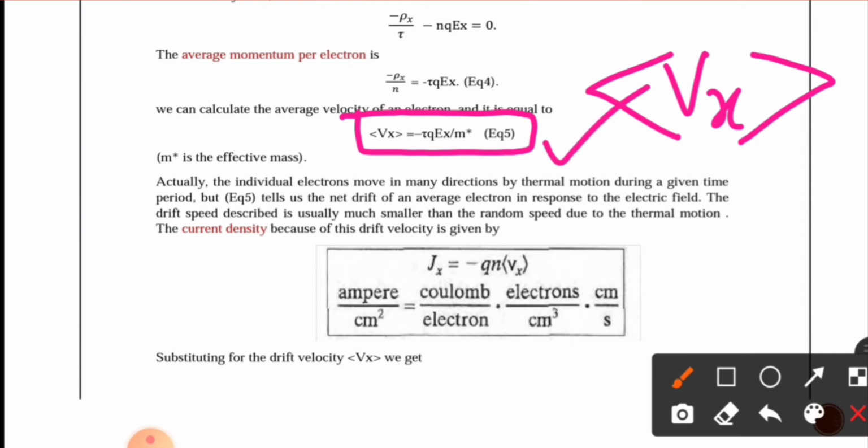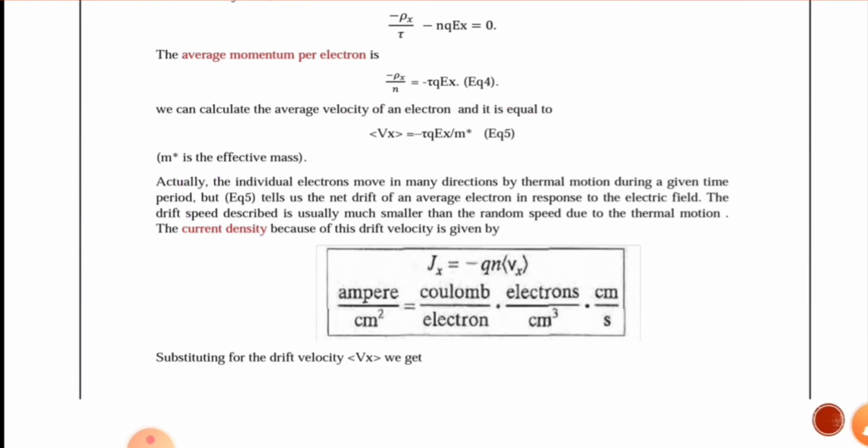Effective mass m star. In textbooks you can see it as mn star, where n stands for electrons. Actually the individual electrons move in many directions by thermal motion during a given period. But the equation of drift velocity tells us that the net drift of an average electron is in response to the electric field. The drift speed described is usually much smaller than the random speed due to thermal motion. Next we are going to derive an expression for current density based on this drift velocity.